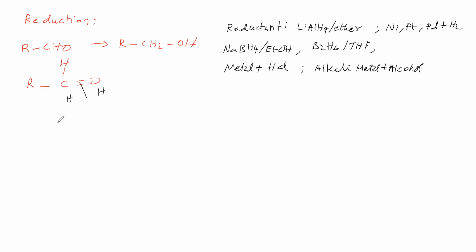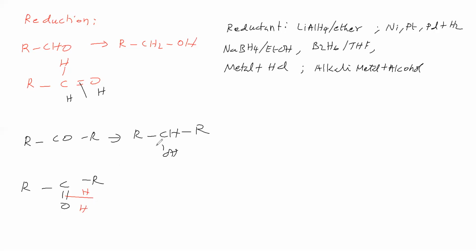Next we will see ketone into alcohol. Now we will take a ketone, which will convert into alcohol. How is it reducing? This pi bond is breaking, here 1H, here 1H, therefore we are getting this alcohol. The same reducing agents we use for converting aldehyde into alcohol, we can use for converting ketone into alcohol.